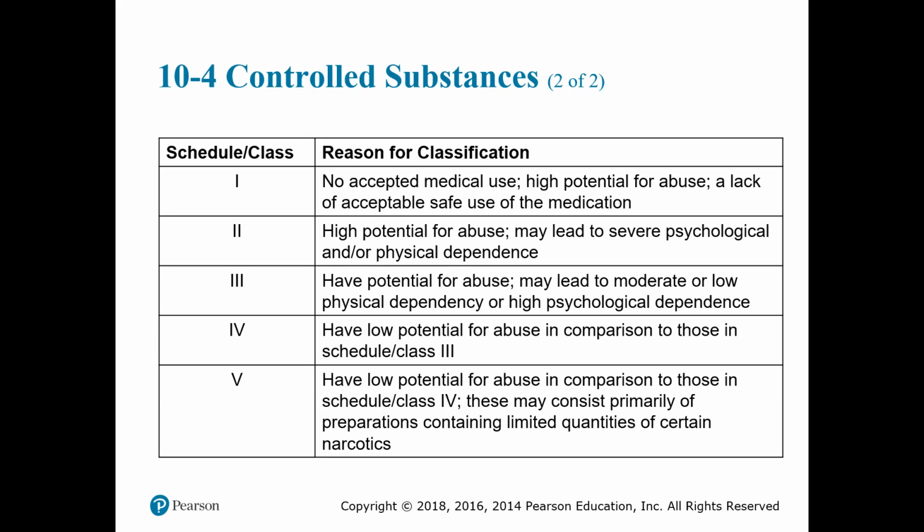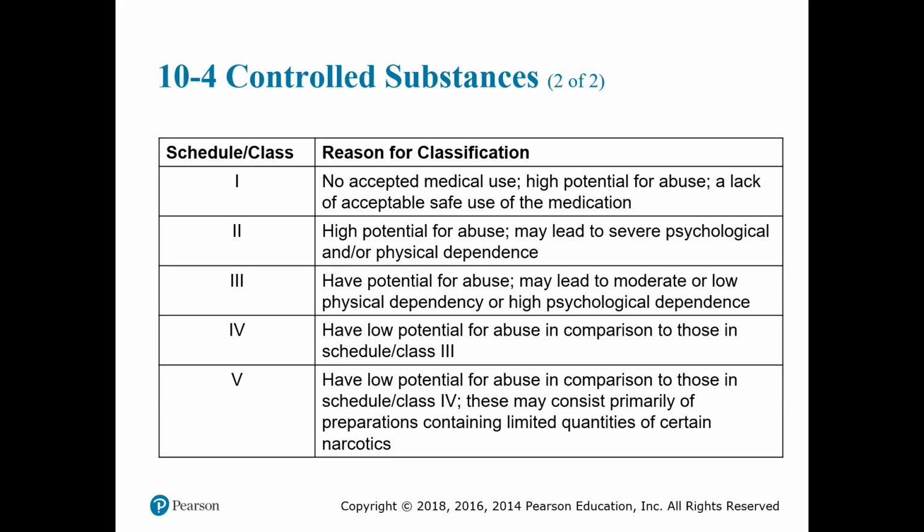For class 3, again, still have potential for abuse. They may lead to moderate or low physical dependency or high psychological dependence. So again, you still have a warning there. They do have potential for abuse, not as strong as the second class, but still quite strong as well. So things like this could be like your Tylenol with codeine, for instance. So just, again, a little bit stronger medication, but not quite as strong as that class 2.